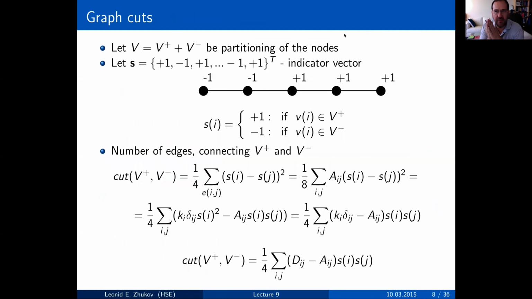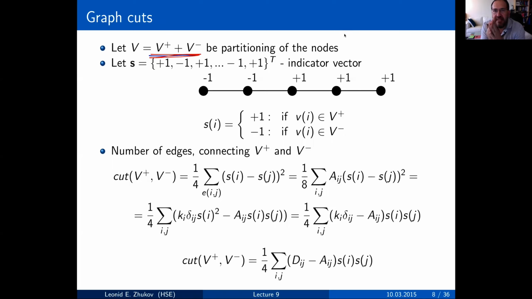Now, this is probably the first lecture where we actually have a bunch of formulas in it. I'll try to go slower. The formulas are not very hard, but require some attention. So here is an idea. Let's say we have a set of nodes, and we partition it into two subsets, V plus and V minus.